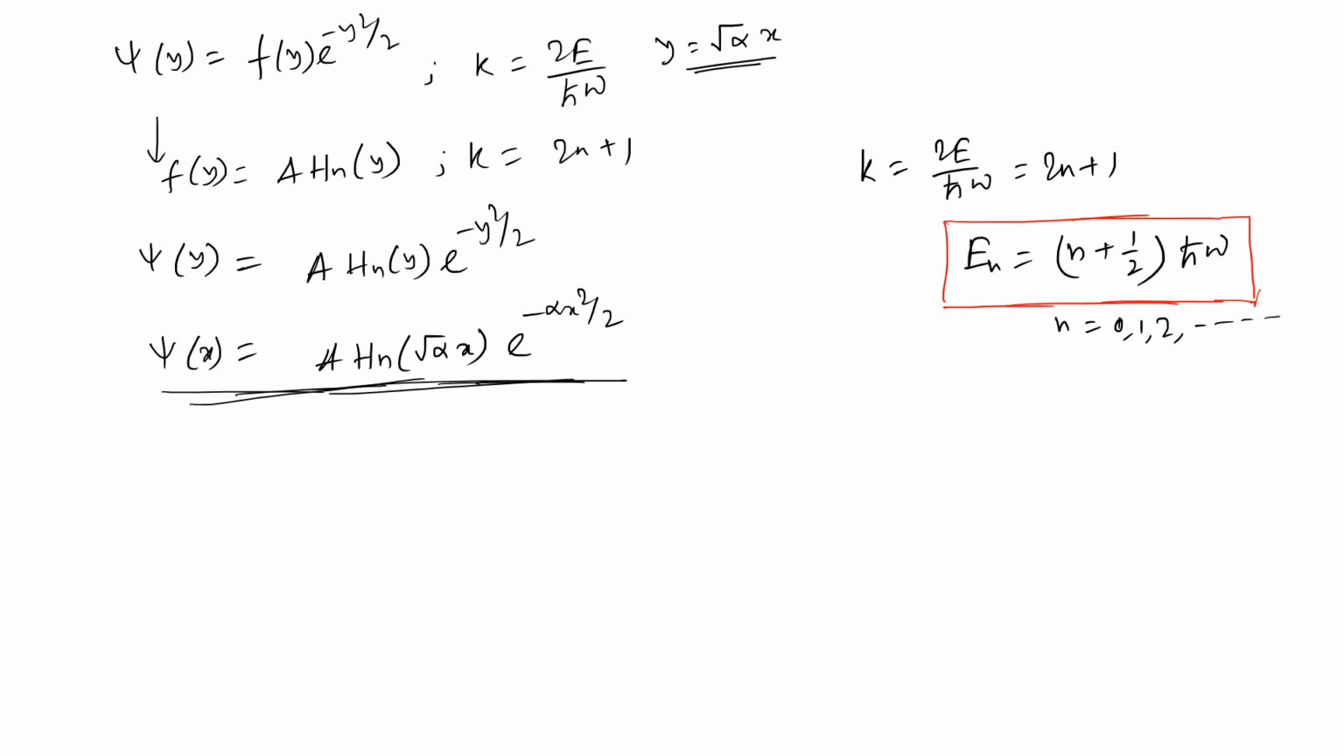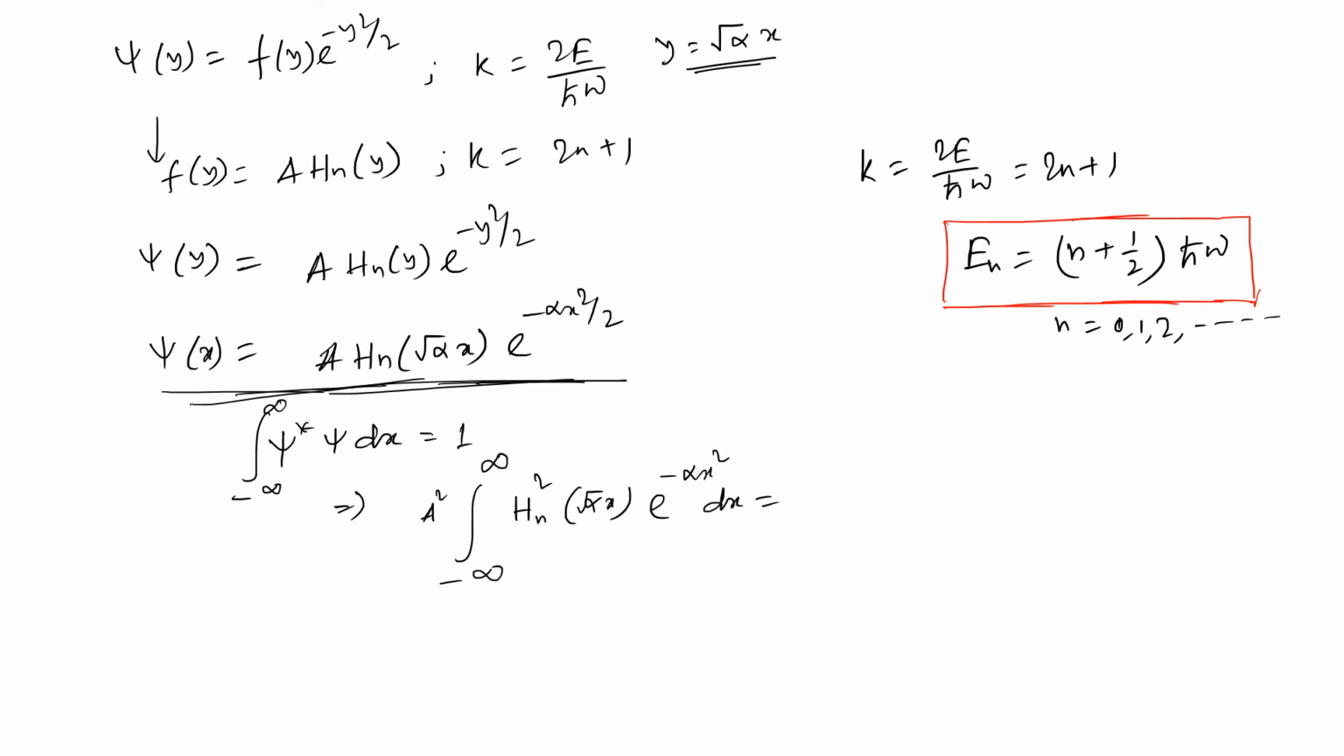Okay, now our job is to find the normalization constant a. To find a, we have to normalize the wave function from minus infinity to infinity. That means if I put the value of this here, this will go as the integral of a squared H_n squared of square root of alpha x e to the power minus alpha x squared dx equals 1.